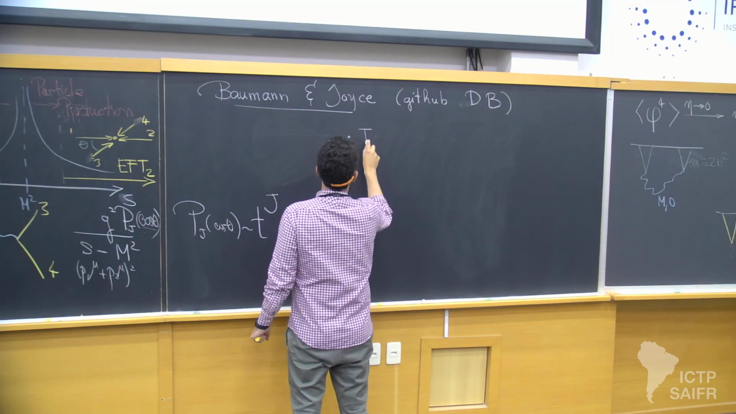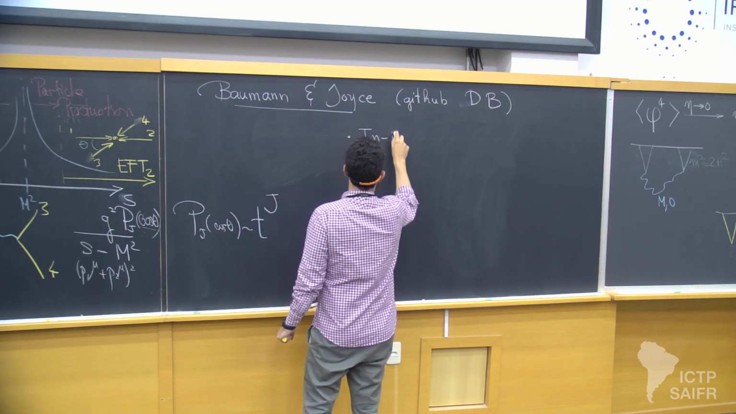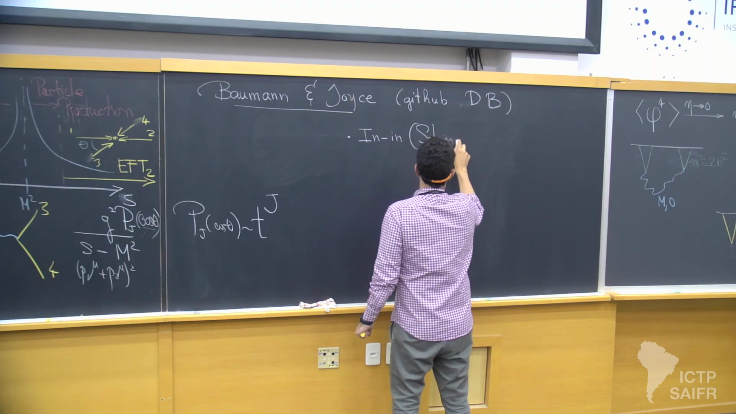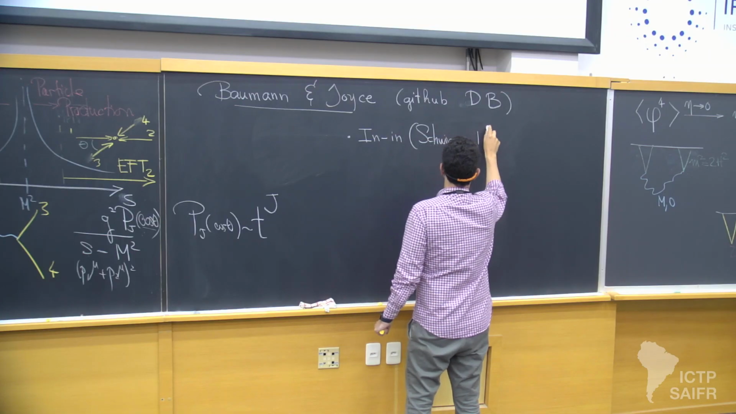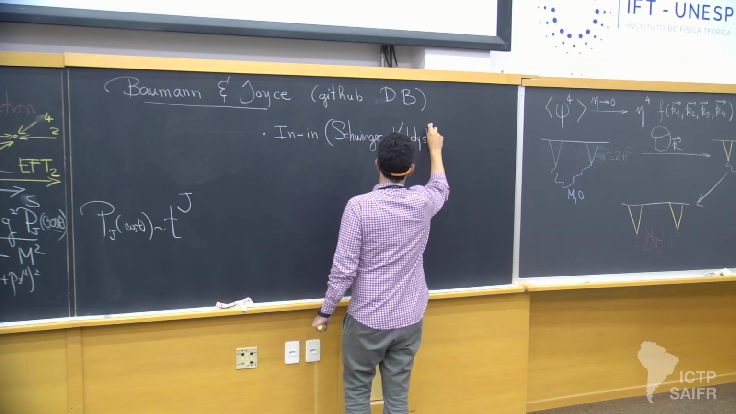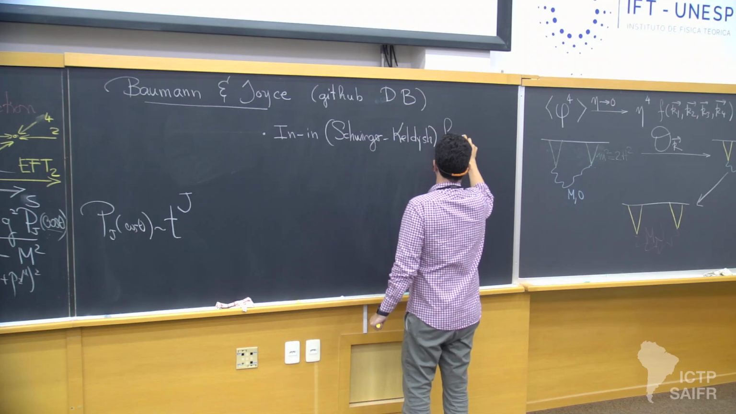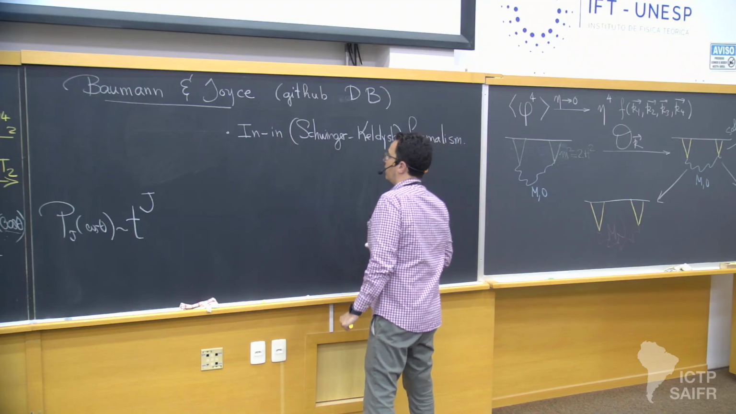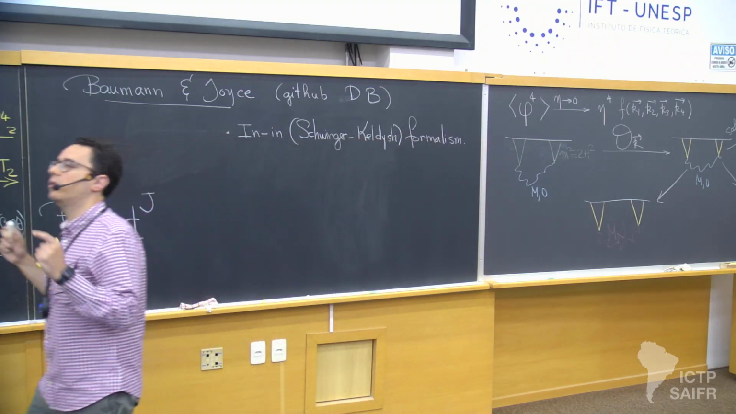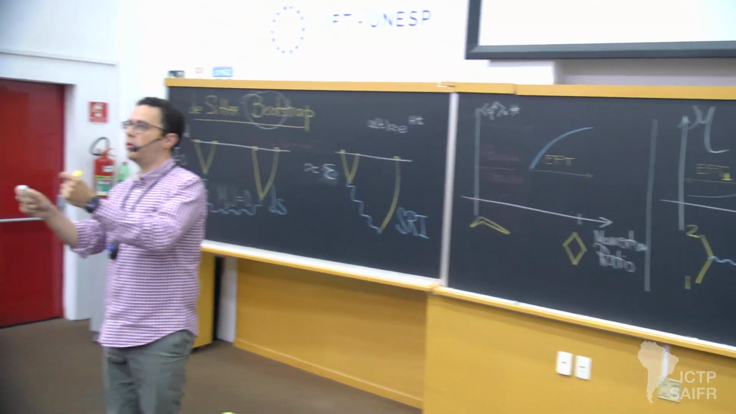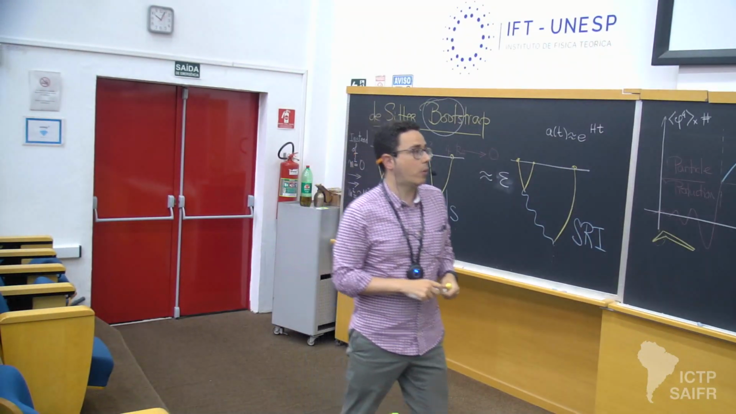One is using what's called the in-in or Schwinger-Keldysh formalism. So this computes the actual observable, okay? The expectation value of the fields at the end of inflation. So this is like going straight for the final observable.